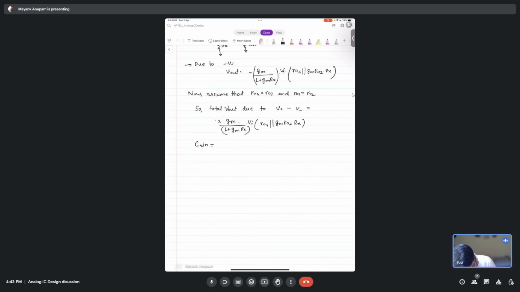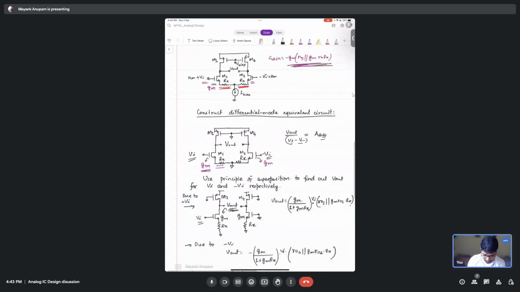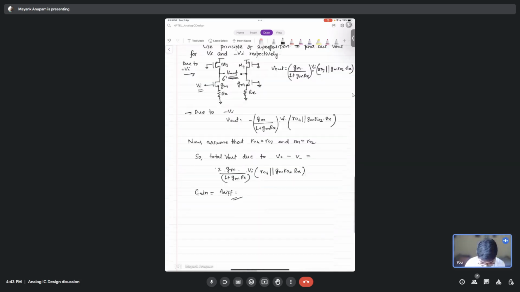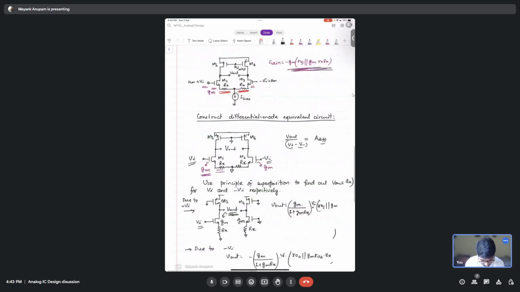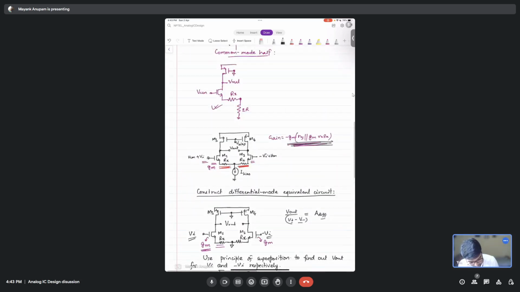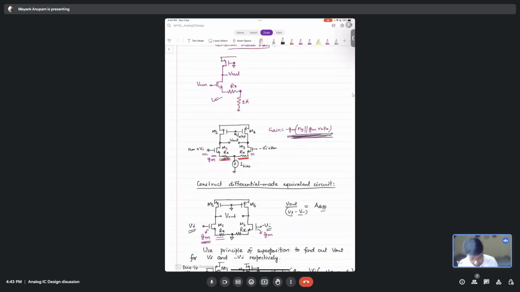Gain is equal to A diff, V out by Vi. Simply this Vi will go away, right? Yes, sir. 2 GM by 1 plus GM Rx. That's fine. That is easy. Now, you understood, right? The person who was saying that this is not the gain simply forgot about this resistor Rx here. That Rx will be degenerating it. Okay.